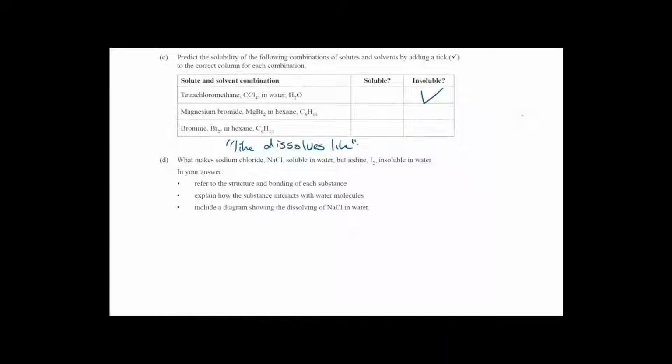Magnesium bromide into hexane, no, that wouldn't dissolve either. Magnesium bromide is ionic, and hexane is a non-polar covalent molecule. So those are different types of molecules, so they're not going to dissolve.